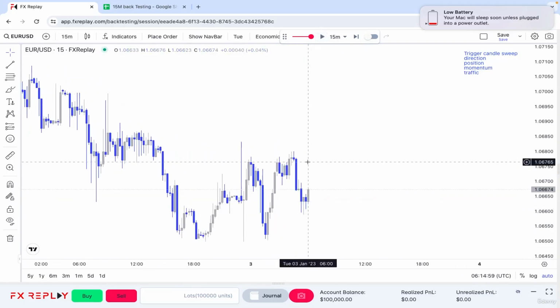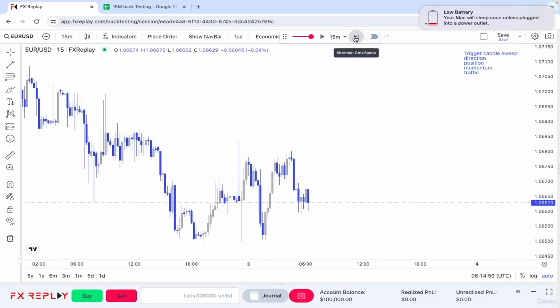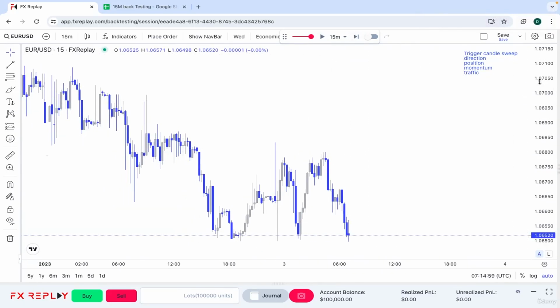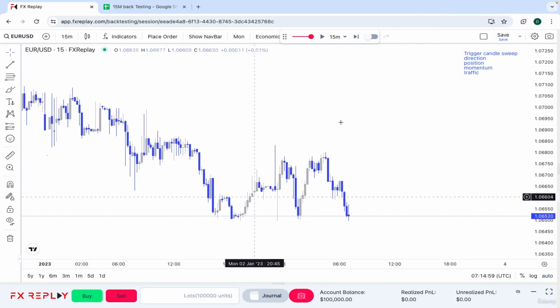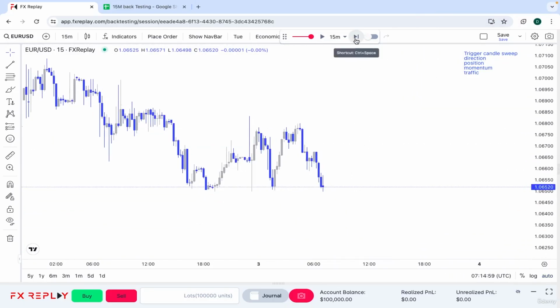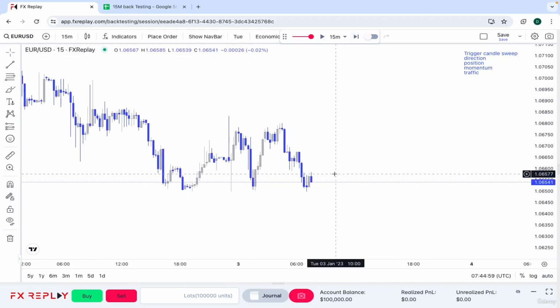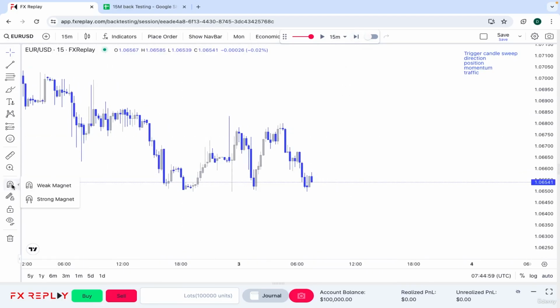Stop, and that is 6. So 1, 2, 3, 4. Remember, we don't have to do any analysis. I've got nothing marked out on my charts. All I'm looking for is a trigger candle. So we have one there.